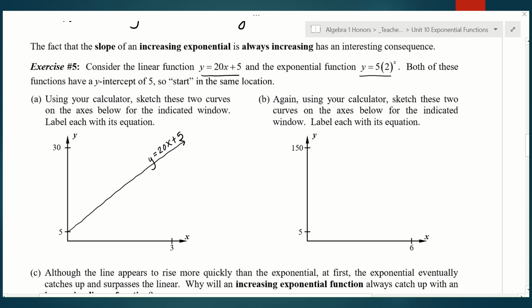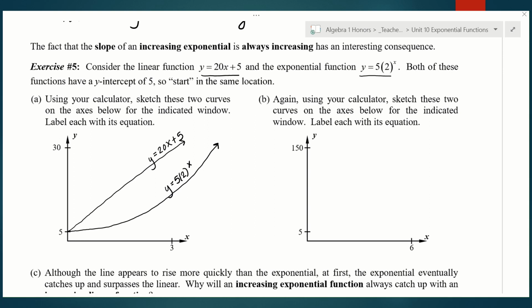Okay, and then we have our exponential function starting at that same y-intercept, but it kind of curves around like this. Okay, your sketch should look something like that.